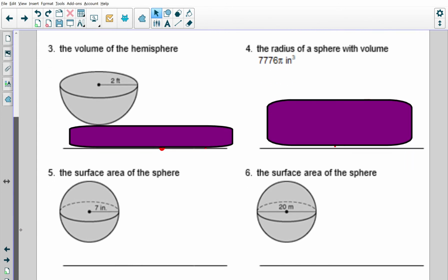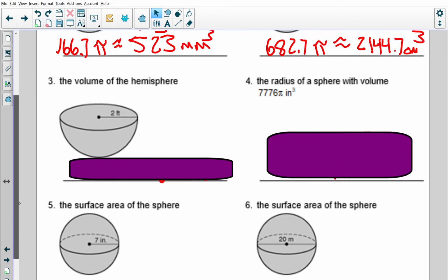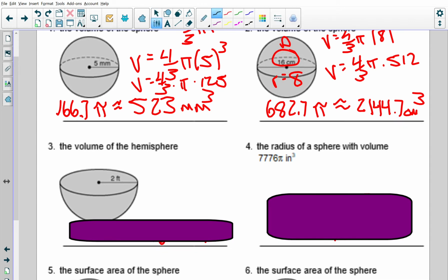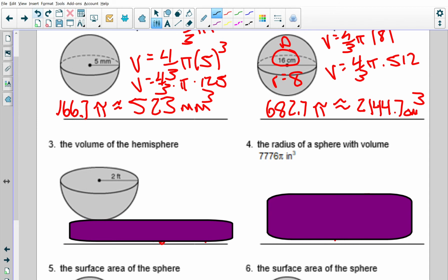Oh, I didn't even see those two down there. Nice. We're going to do those freestyle off the dome. Love it. Volume of the hemisphere. What's a hemisphere? That means half. So whatever answer we get for volume, you want to cut in half.